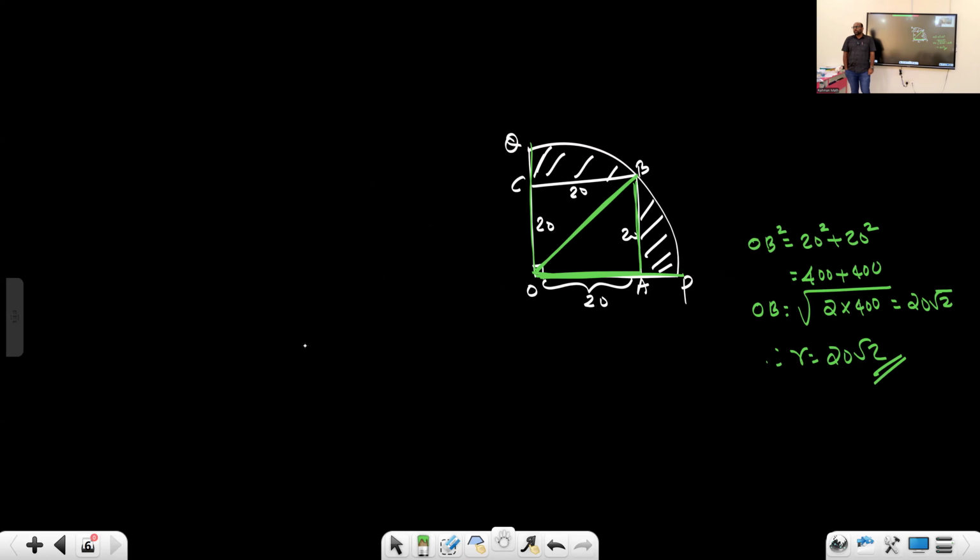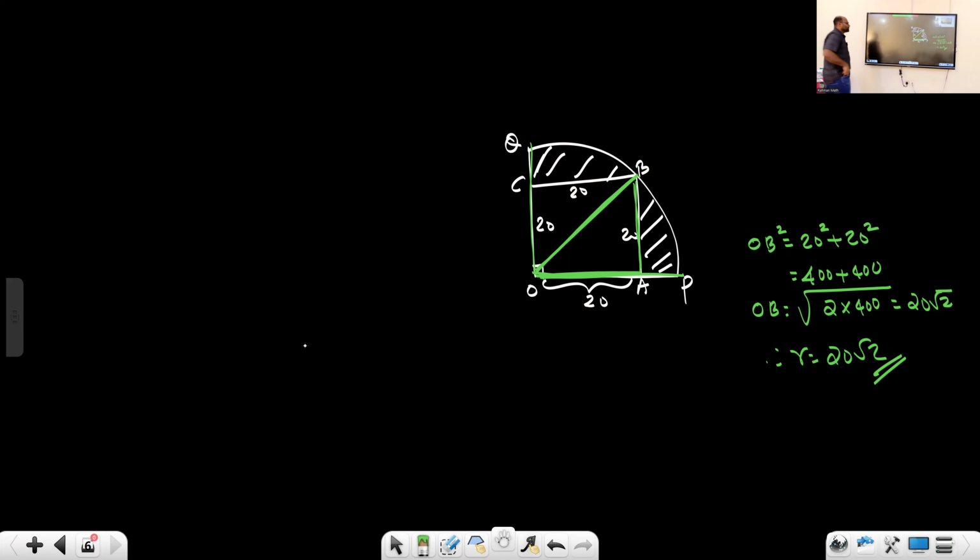Area of the shaded region equal to. Mustafa, write it. Area of the shaded region equal to area of quadrant minus area of square.